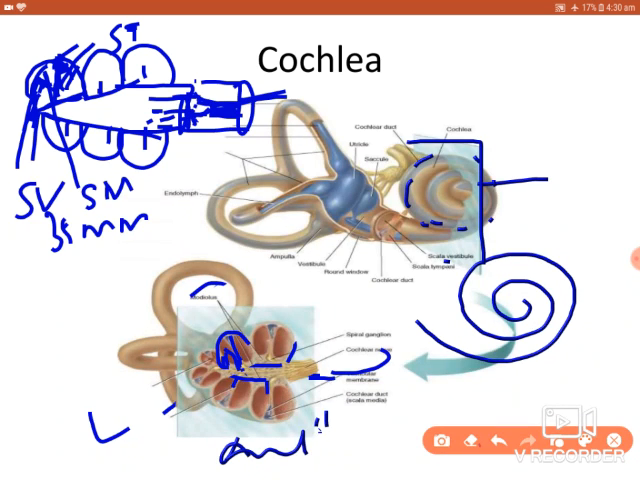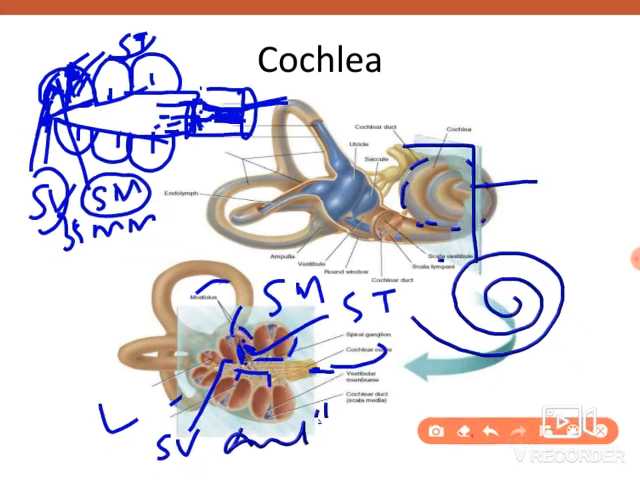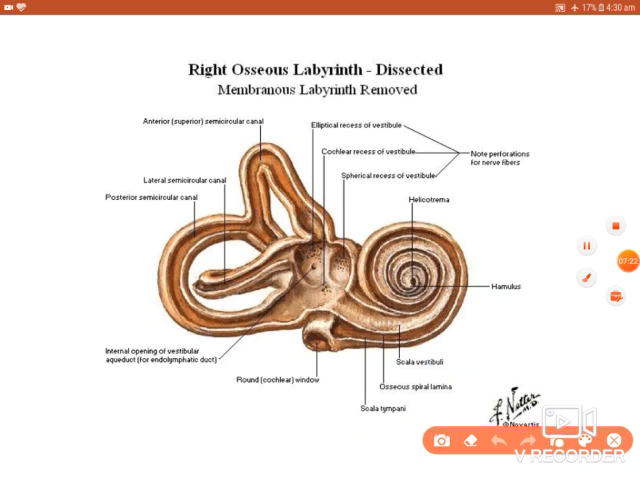So this upper part is called the scala vestibuli. The lower compartment of the cochlear canal is called the scala tympani. Then the middle compartment of the cochlear canal is called the scala media. So the scala vestibuli and the scala tympani contain perilymph, and the scala media contains endolymph. Then here is the structure of this cochlea.